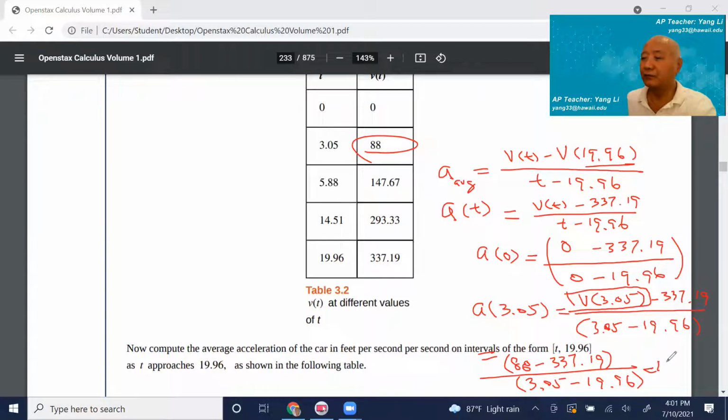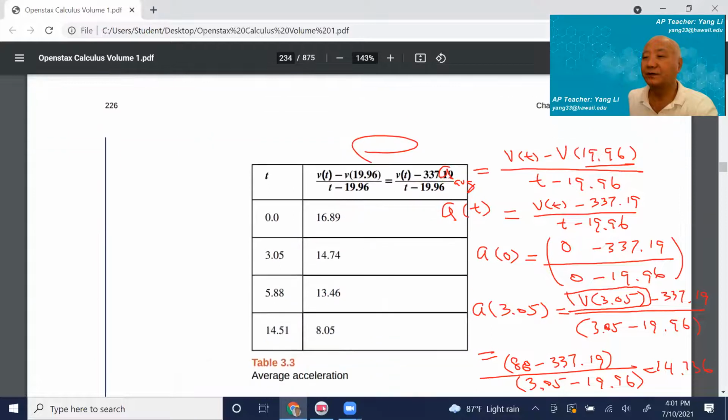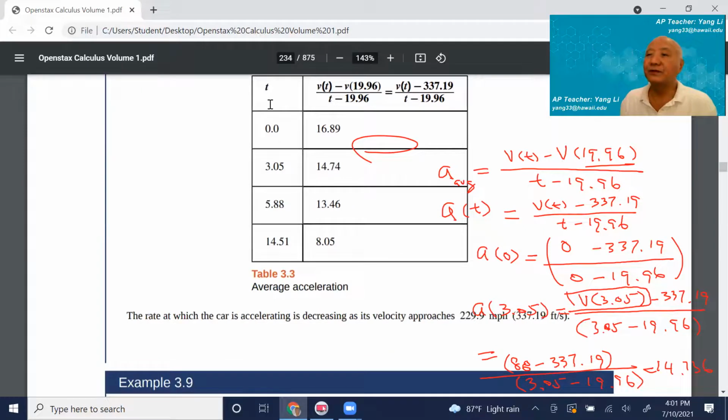So here we got 14.736. You see here? That will be the acceleration, this one out here, 14.74. You round it to the hundredths place. And for the rest of the numbers, you can get them also, right? So now, after we got this one, we can answer this question.